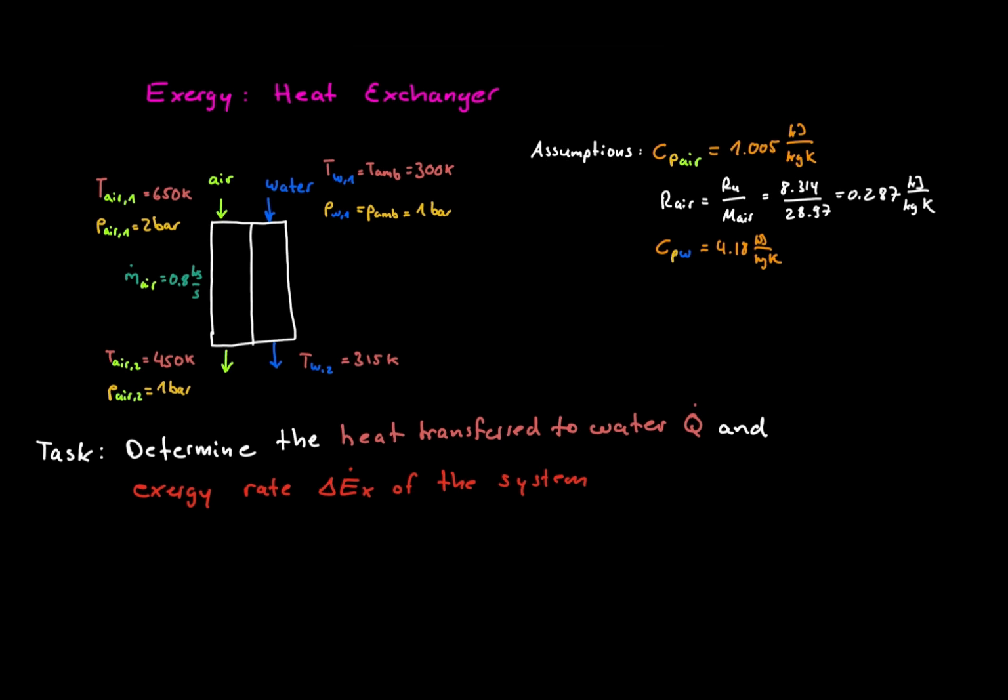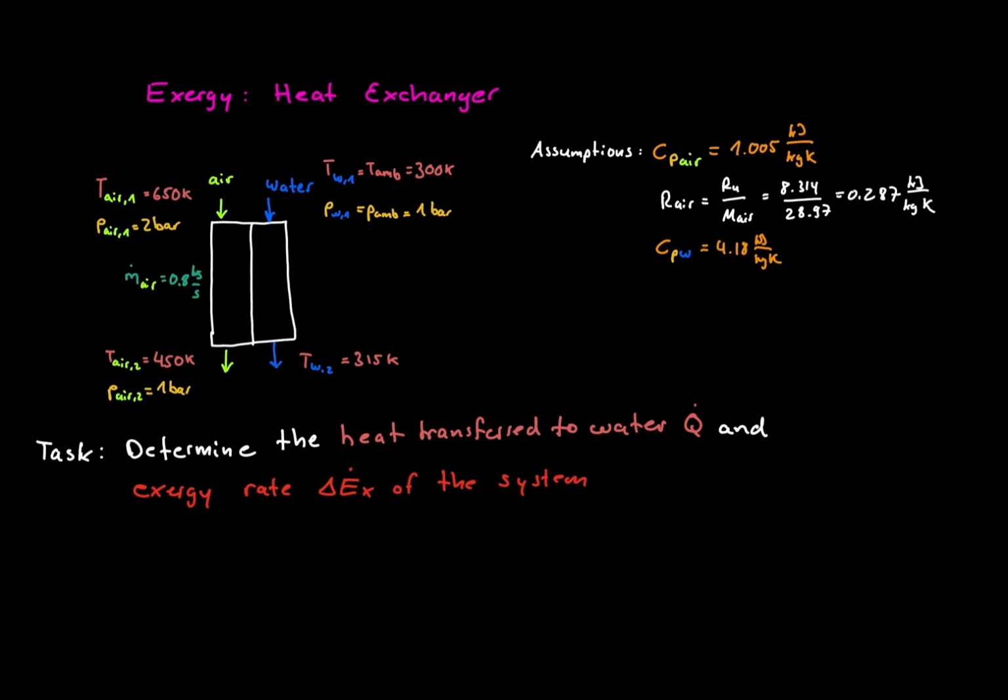Now let's solve an exergy problem with a heat exchanger. A hot air stream transfers heat to a colder water stream. The air enters at 650 Kelvin and 2 bar. It leaves at 450 Kelvin and 1 bar. The air mass flow is 0.8 kilograms per second.